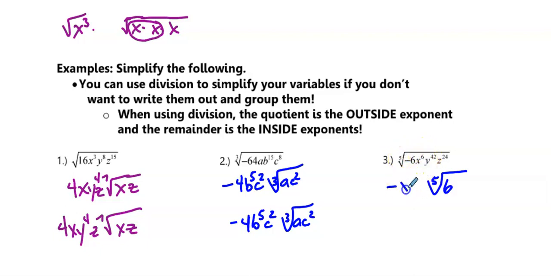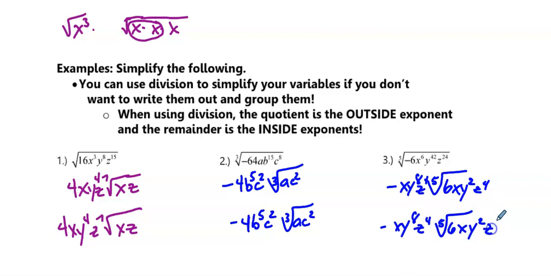5 can go into 6 once, so we can pull 1 x, and there's 1 left over. 5 can go into 42 8 times, so we got y to the 8th with y squared left over. 5 can go into 24 4 times, so we got z to the 4th. That would be 4 z's left over. So negative x y to the 8th z to the 4th times the fifth root of 6x y squared z to the 4th. Make sure this goes over all of that.